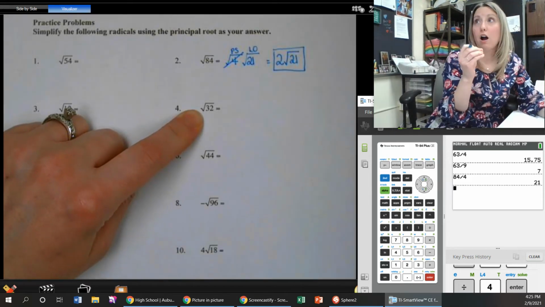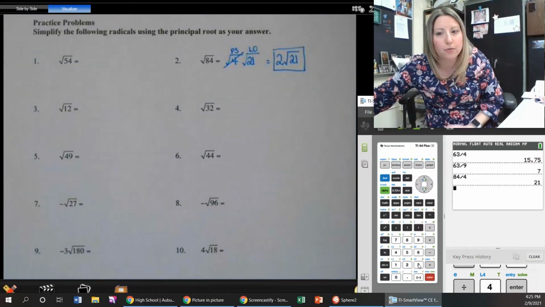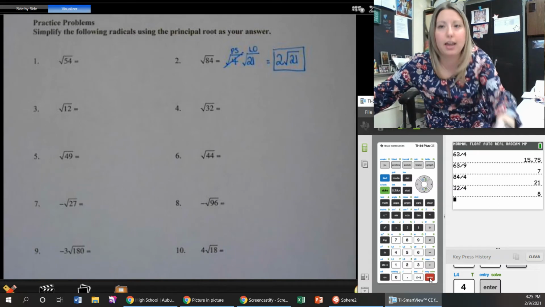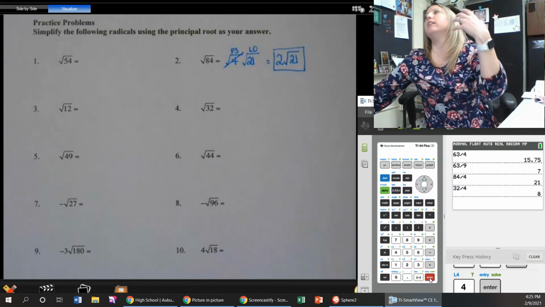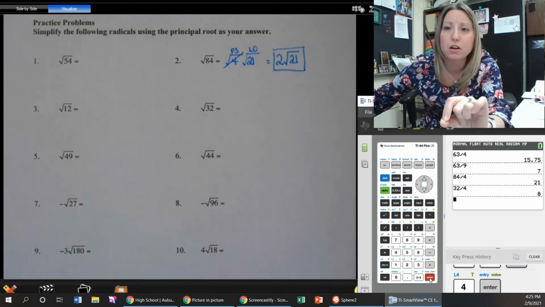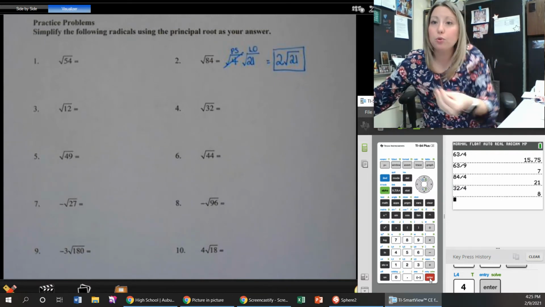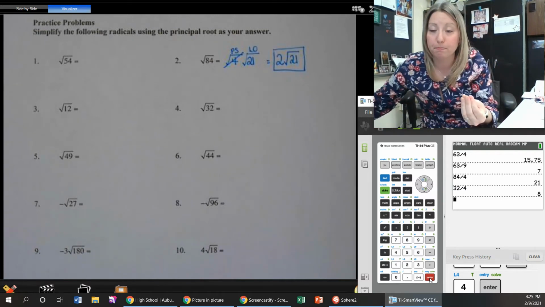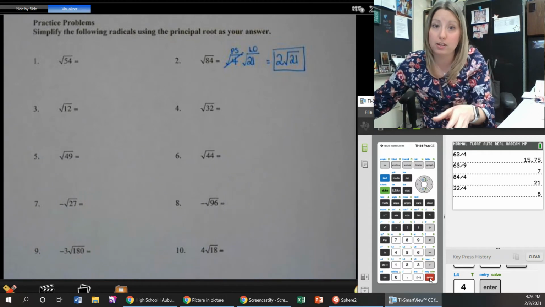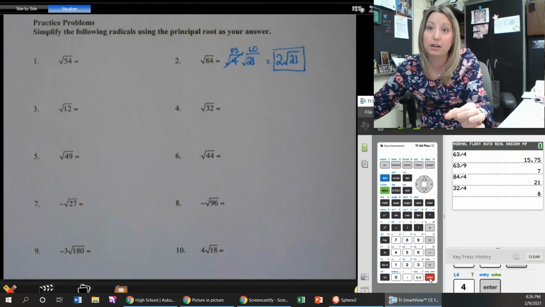32. I know right off the bat 32 is evenly divisible by 4. However, my leftover when I divide 32 by 4 is 8. And I know that 8 is also divisible by 4. So this is not the biggest perfect square that divides evenly into 32. Could I use it? Sure. But then I'd have to go through this entire process a second time. So let me show you what that looks like here, and then I'm going to show you what finding the biggest perfect square from the get-go would look like.